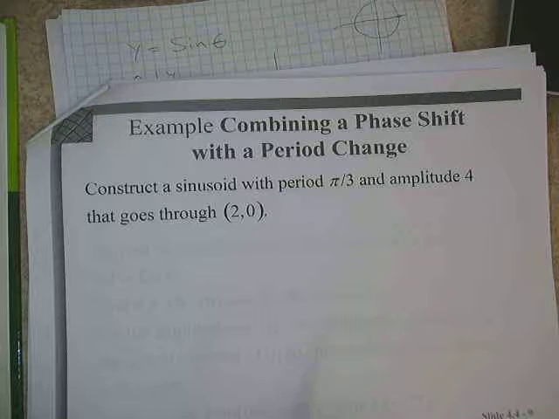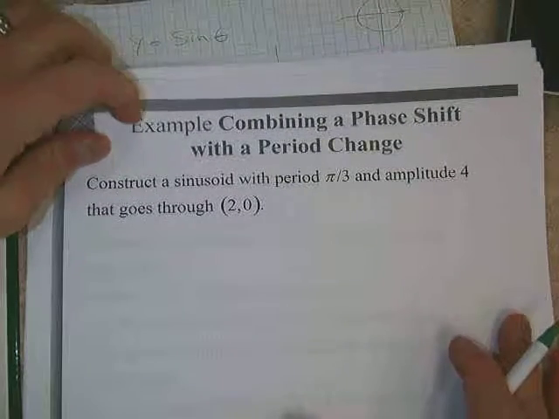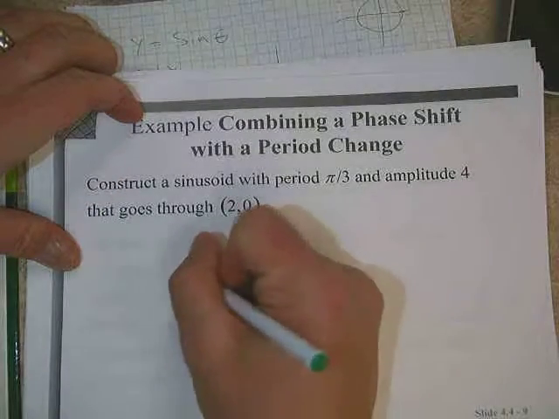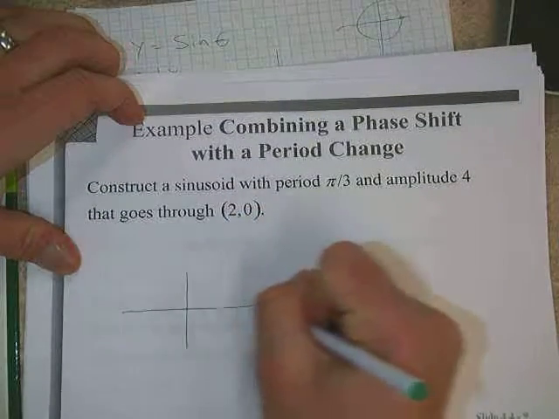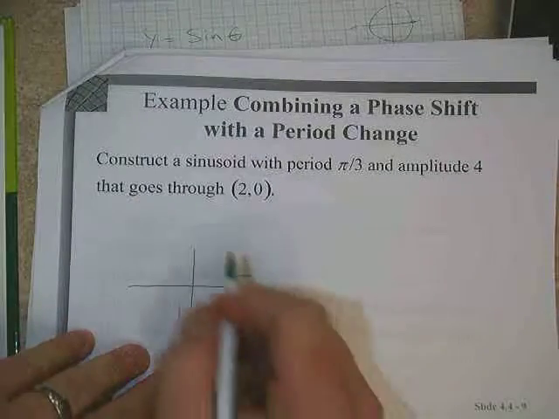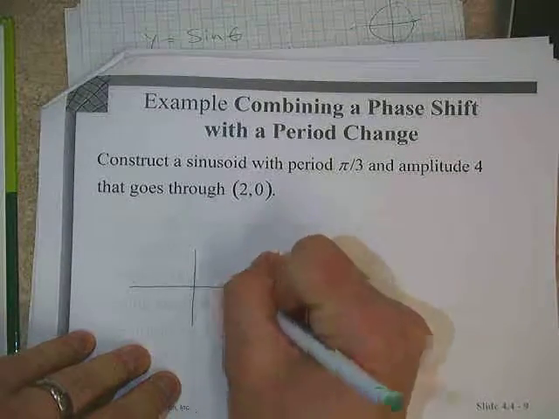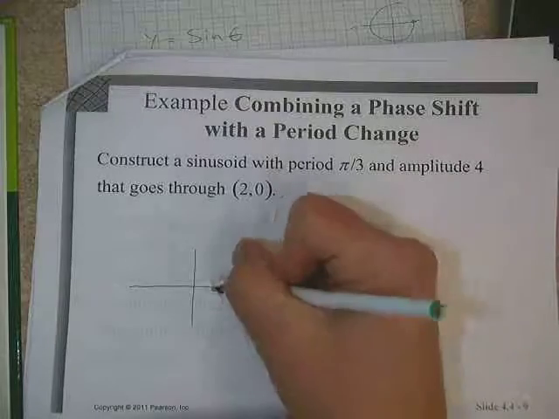Now, let's do a couple things here. First of all, it says construct a sinusoid with a period of pi/3 and an amplitude of 4 that goes to the point (2, 0). So in this case, we were given some of the information, and our job is to write an equation. Let's see if we can do that.